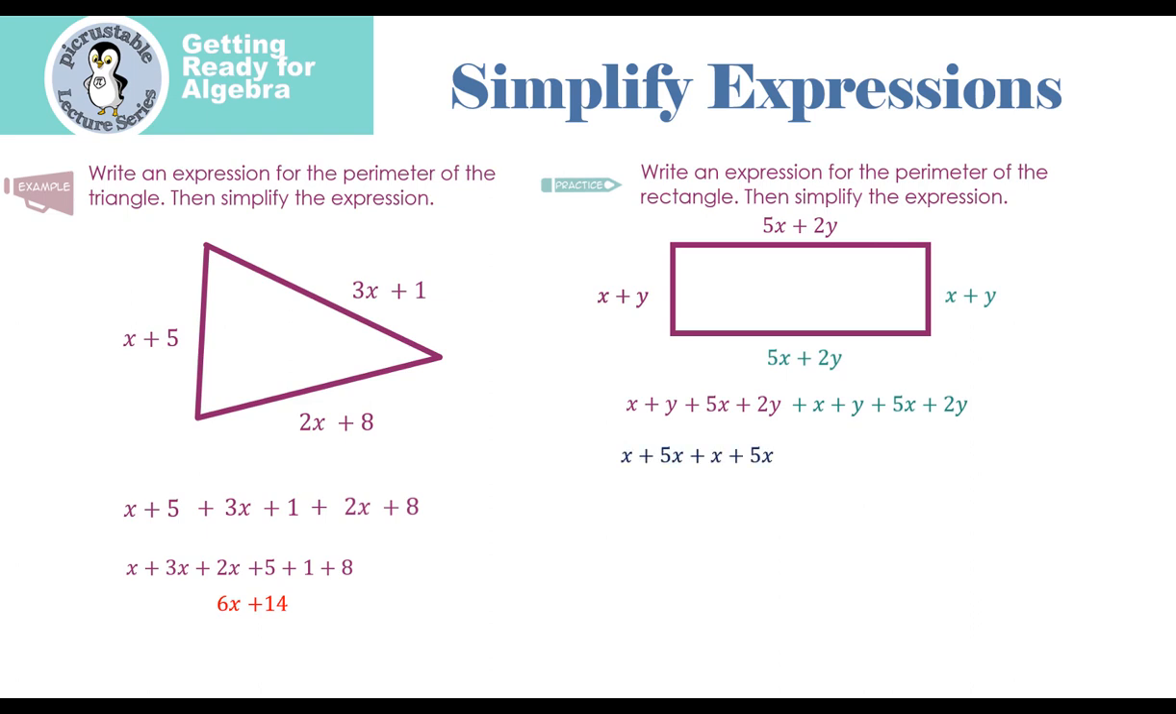We're going to put like terms next to each other. x plus 5x plus x plus 5x. And then we have plus y plus 2y plus y plus 2y. x plus 5x plus x plus 5x is 12x. y plus 2y plus y plus 2y is 6y. How'd you do?